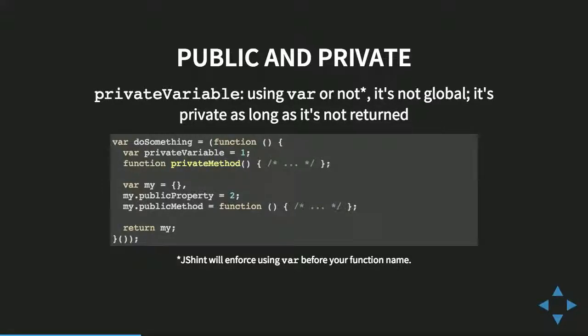You get to have private and public methods and properties with the module pattern. I've conveniently named them private and public, so it's really easy to figure out which is which. And then when you use it outside, you just call do something dot public property, or you call do something dot public method. But outside of this, private is private. You cannot get to private variables from outside this code.